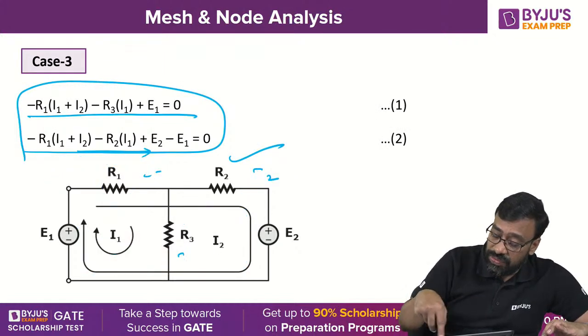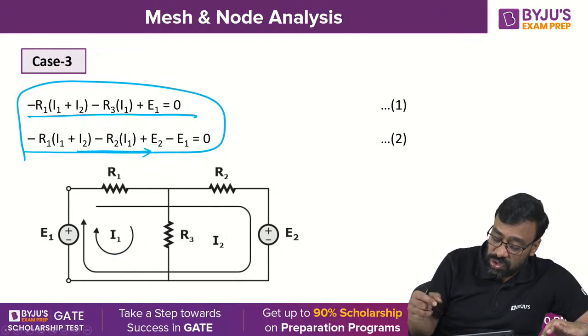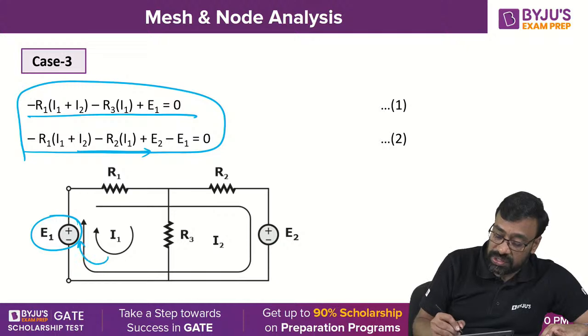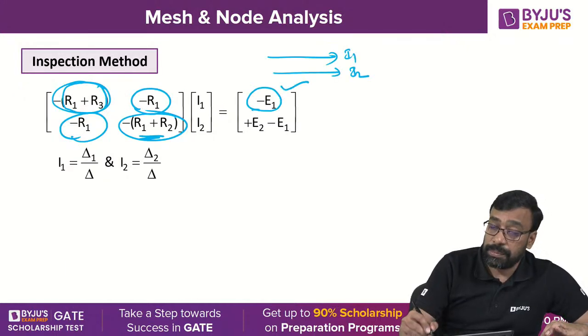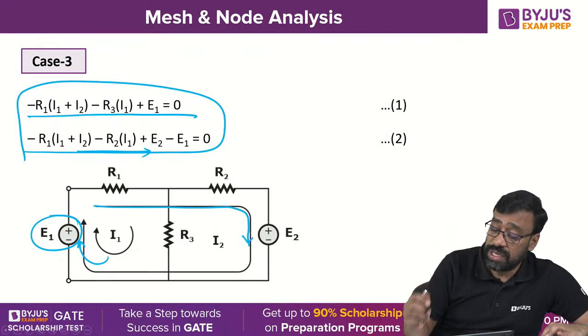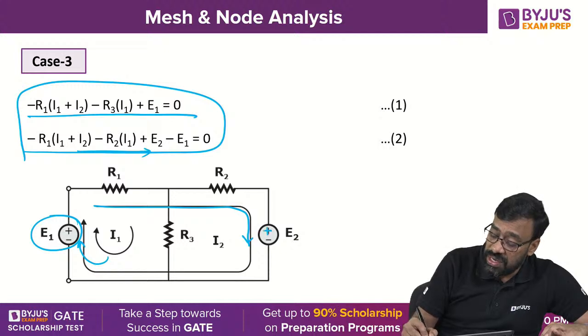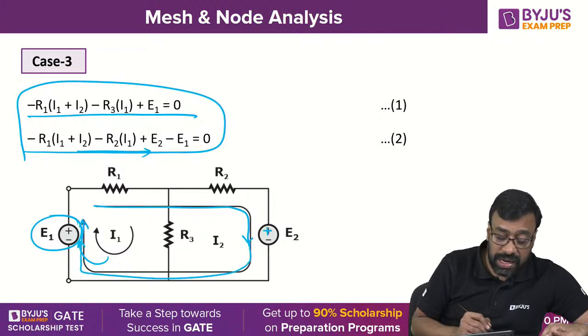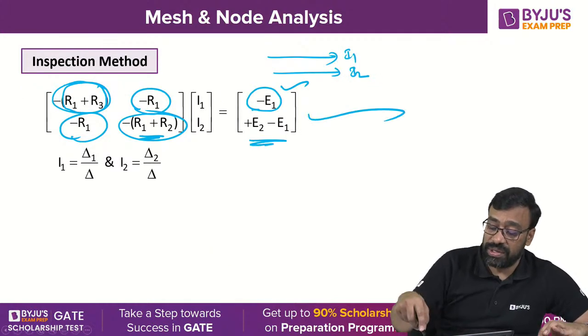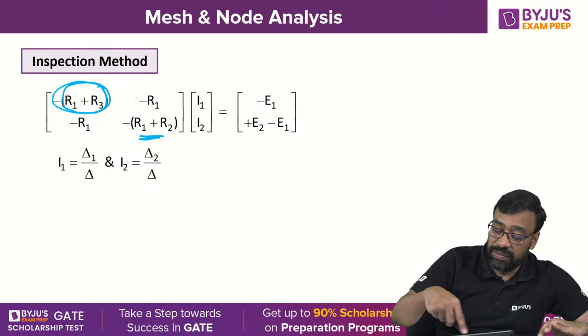According to this, the first loop contains only one energy source and it is touching the negative sign first. That is why you're taking minus E1. Similarly, the second loop is touching the positive sign first because it has two sources, and then it is touching the negative sign. Therefore, plus E2 and minus E1. Okay, you got these equations. So this is how the equations will come.